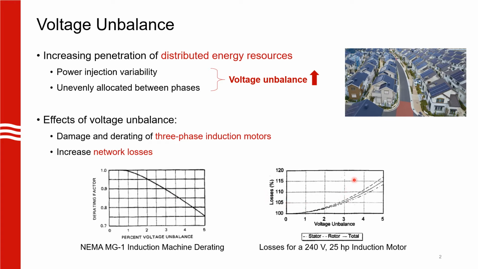Now apart from negative sequence components, we also have zero sequence components flowing in the grid. Because of this, we have currents in the neutrals, and that can give rise to additional network losses.